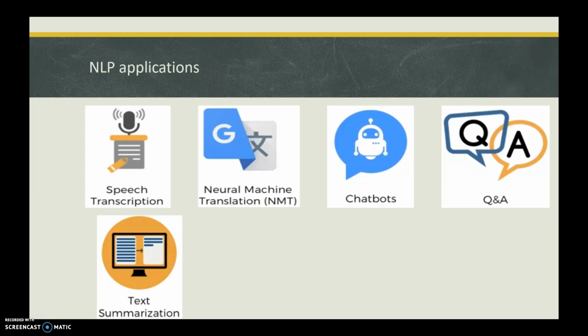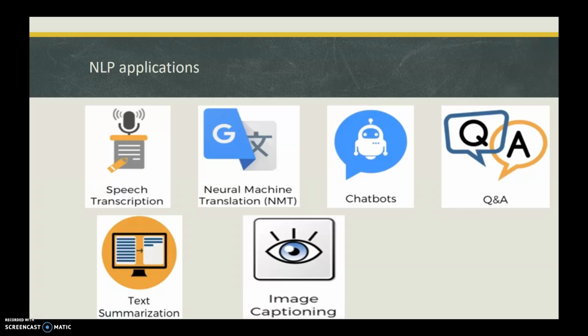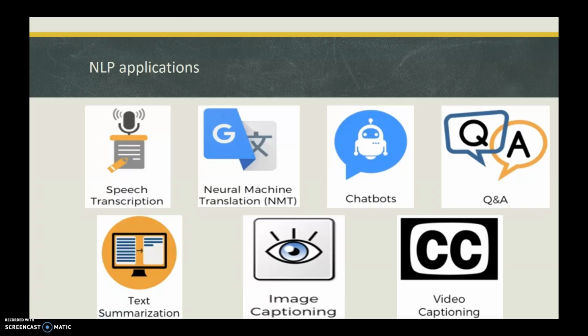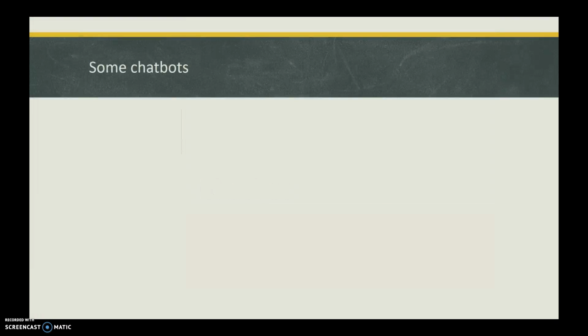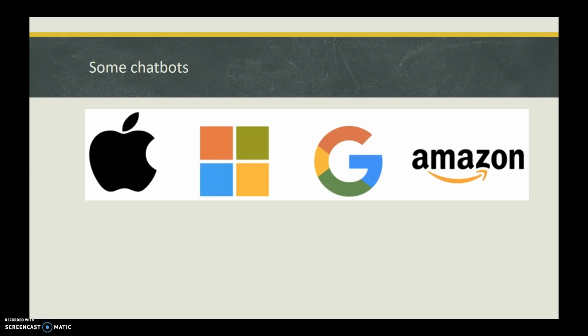The other applications that can be applied with natural language processing are text summarization, image captioning, and video captioning. So, about chatbots. There are many chatbots that have been used by some huge organizations in the world. And when I talk about them, you can realize immediately Apple, Microsoft, Google, and Amazon.